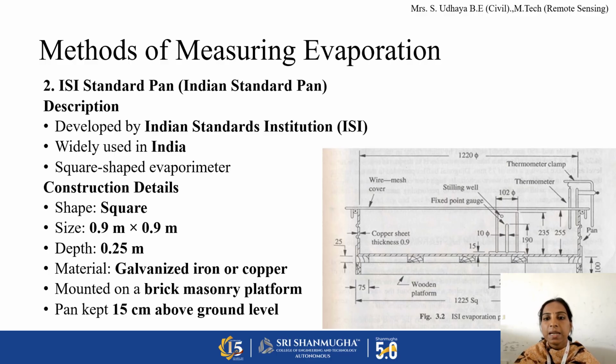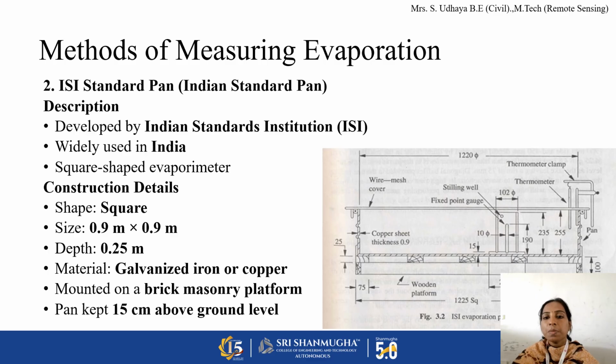This is the Indian standard pan. It is a slightly modified version of the class A pan. It is developed by ISI, Indian Standards Institution, and it's widely used in India. It's a square shaped evaporimeter, while the class A pan is a circular one. Its dimension is 0.9 meter by 0.9 meter, and the depth of the pan is 25 centimeter. It is made of either galvanized iron or copper.